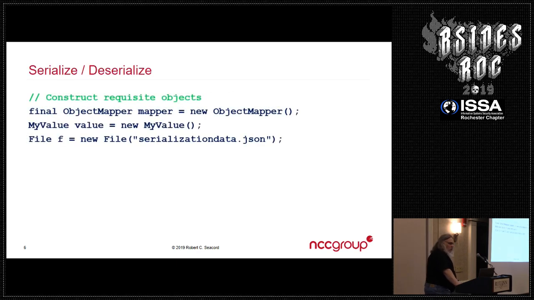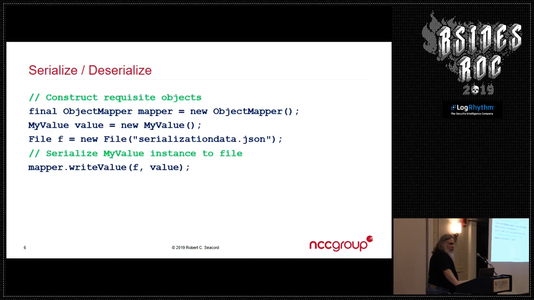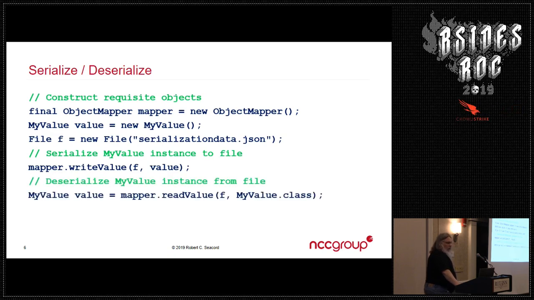So just to look at some code, if you want to construct objects, again, you create instances of this object mapper, and then we're creating a new object that's just a random object that you're going to serialize and deserialize. In this case, we're going to serialize it to a file called serializationData.json. And to serialize it, it's really just as simple as calling the write value method on this mapper object and giving it the file identifier and the value of the object that you want to serialize. And then to deserialize it, you just call read value and, again, specify the file identifier and the name of the class that you're deserializing to.